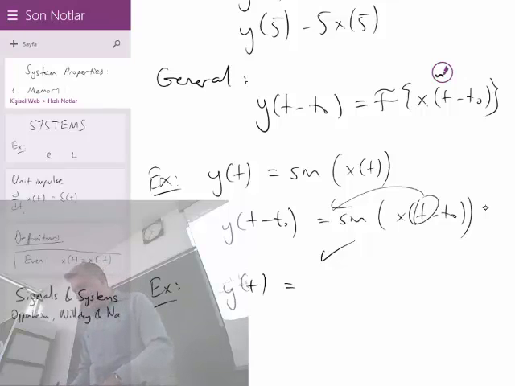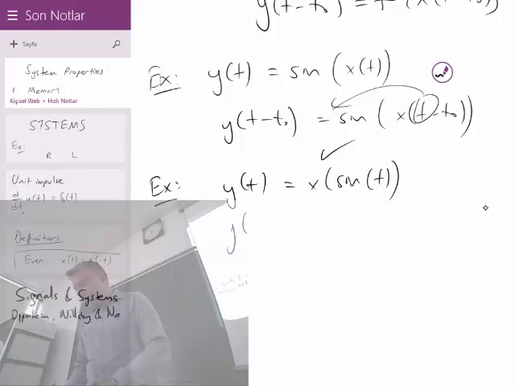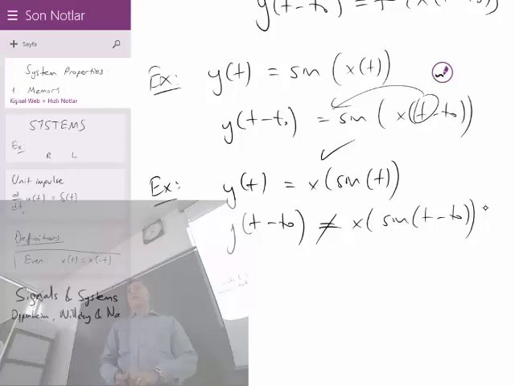Y of t is equal to x of sine of t. Now this is clearly not time invariant, it's time varying, because you cannot say this. Y of t minus t0 is not equal to x of sine t minus t0. Because of this property, you say that this is time varying.